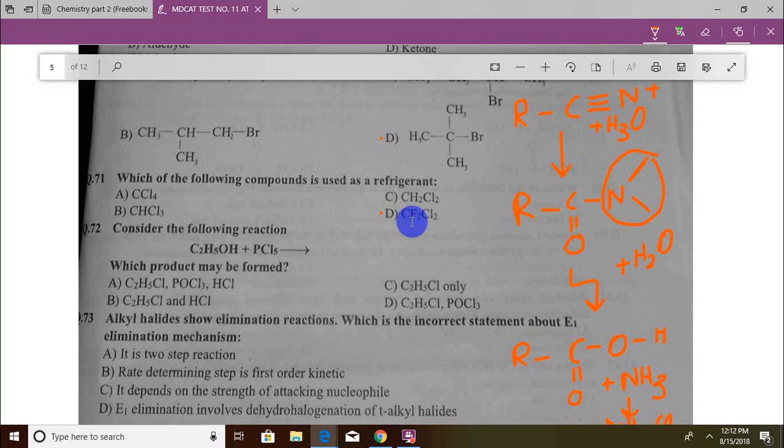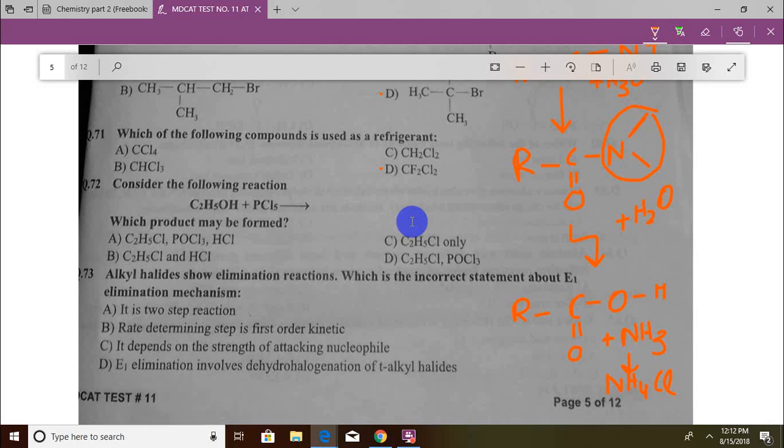So you need to consider the following reaction. Which product may be formed? This is the reaction between an alcohol and PCl5. Obviously what we're going to get is a substitution. We're going to get an alkyl halide. So all of them contain that. But in addition to that, we're going to get a couple of other things as well. Namely, we're going to get POCl3 and we're going to get HCl. And we know this, we have done this. It's also written in the FSA book.